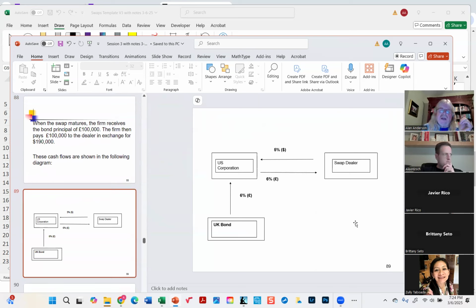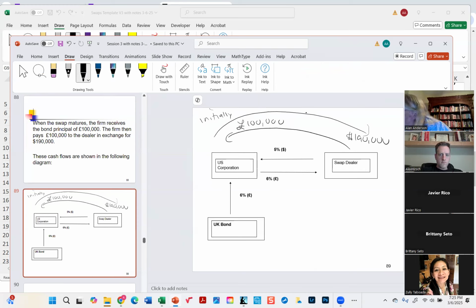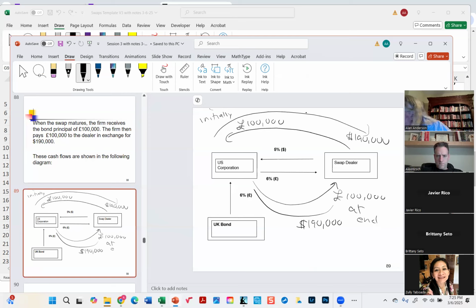So this is what it looks like. Okay, the dollar amounts aren't there, but you've got the interest rates. The U.S. corporation owns the bond from which they receive 6% per year. They then trade that directly to the swap dealer in exchange for 5% US. Okay. So now, in addition, although it doesn't show it on here, the US corporation also pays $190,000 initially in exchange for 100,000 pounds. And at the end, we reverse that. In 5 years, in other words.